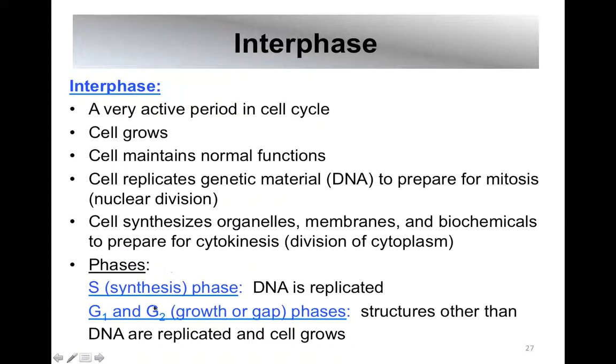During interphase, there are three subphases. G1 and G2 are called gap phases. During these, the cell is still doing its job because it's interphase, but things like organelles are replicated. And during S phase is when the DNA is replicated.